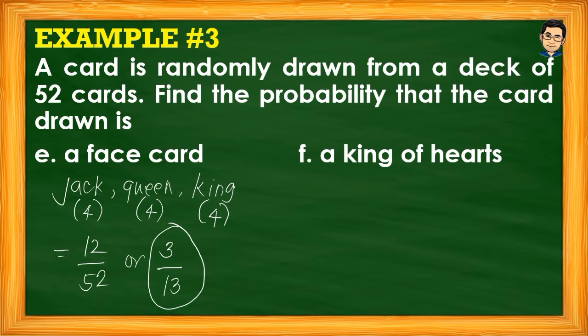Last one, a king of hearts. Okay, so dito very specific siya. So, king na siya, and then hearts pa. Hindi lang siya a king. A king of hearts. Basically, isang card lang po ang meron tayo na ganito. So, king of hearts. So, kung king, meron tayong 4. So, dahil king of hearts, specific siya, we have 1 over 52. So, isang card lang po ang meron din. So, that is 1 over 52.